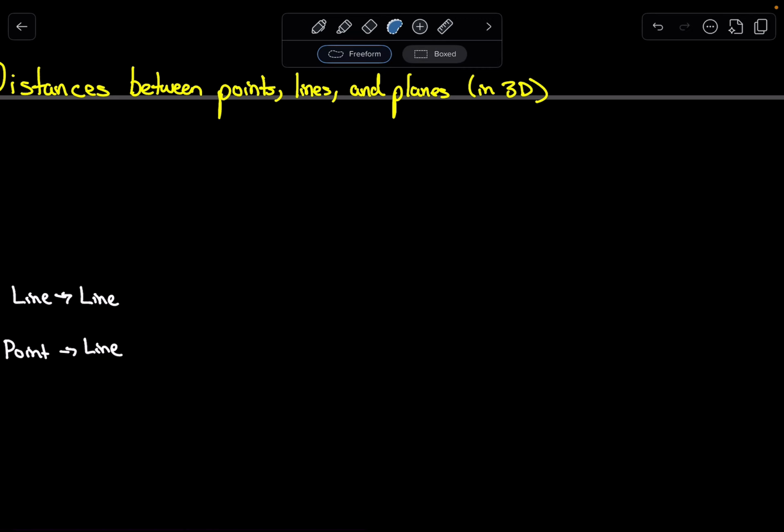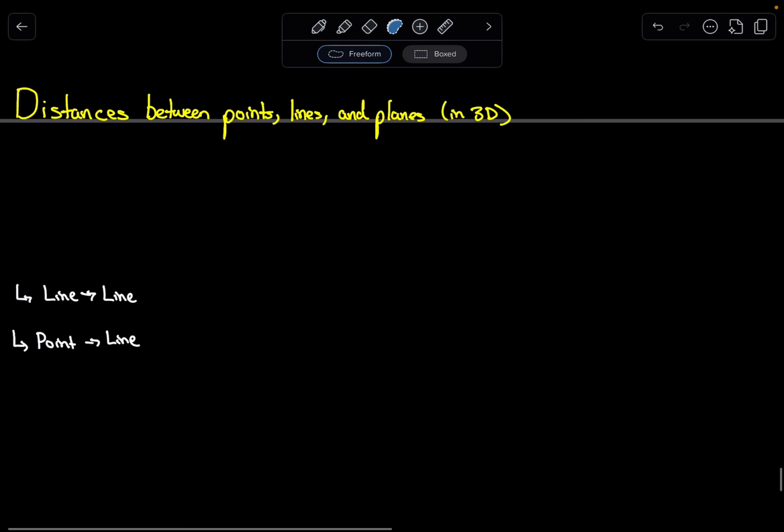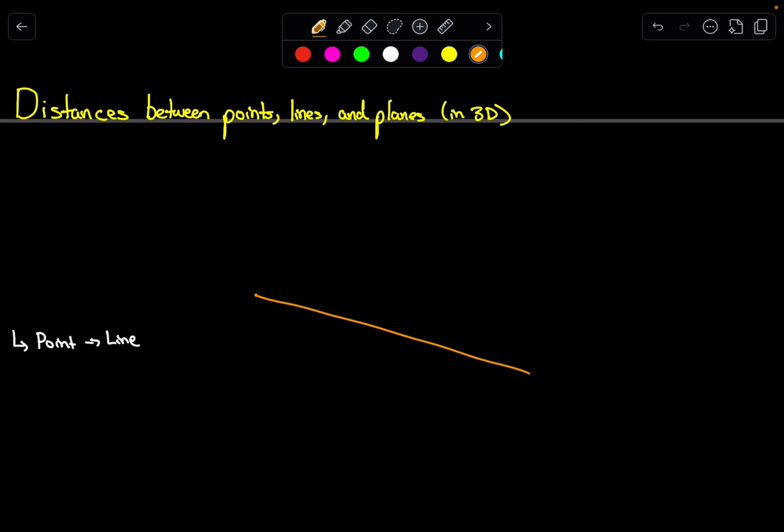Okay, and I guess the last example, what do we have? Point to a line. Okay, so how do we do it for the distance between a point to a line? So let's see. Let's try and logic our way through this. So here's a line. Okay, there's some line. And we have some point floating around in space. Call it X, Y, Z.